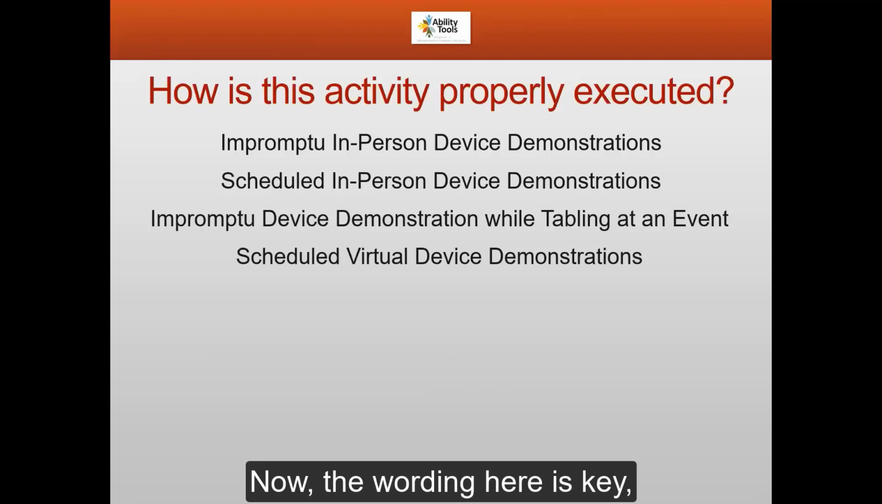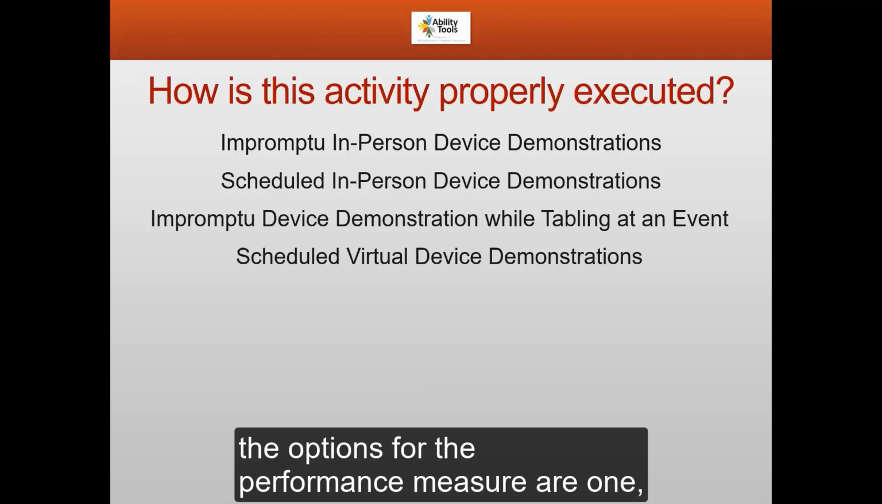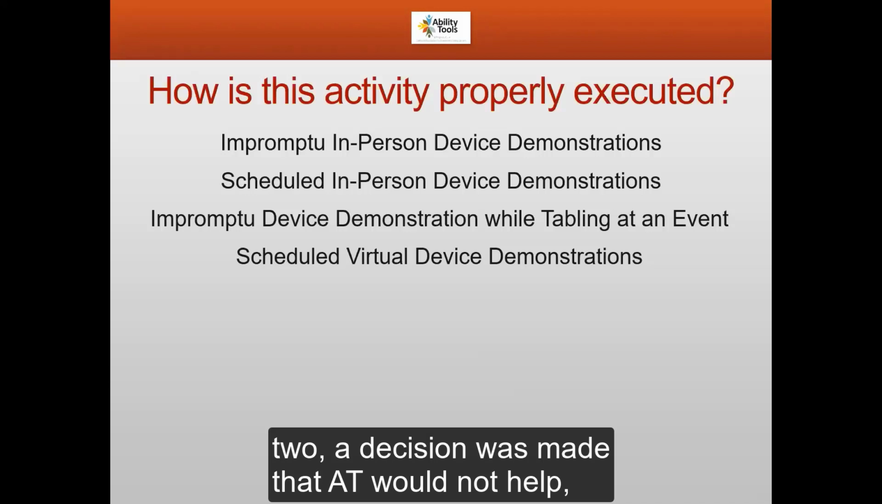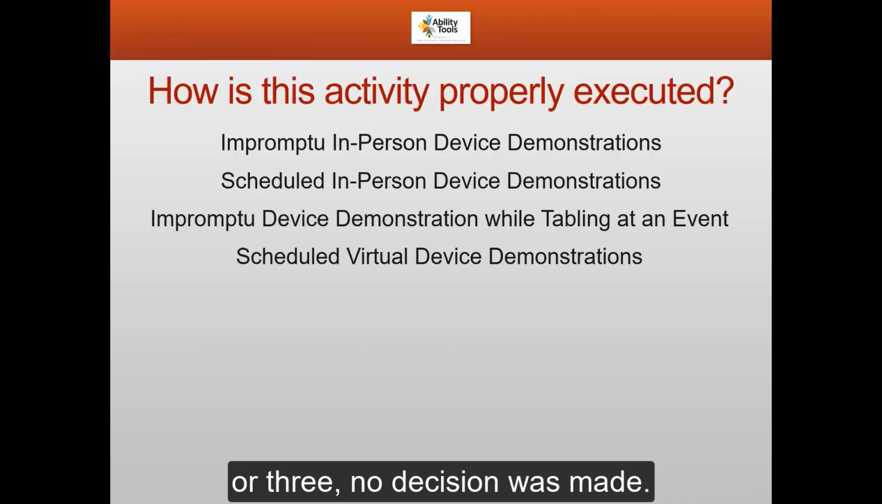Now, the wording here is key. The options for the performance measure are 1, a decision was made that AT would help. 2, a decision was made that AT would not help. Or 3, no decision was made.